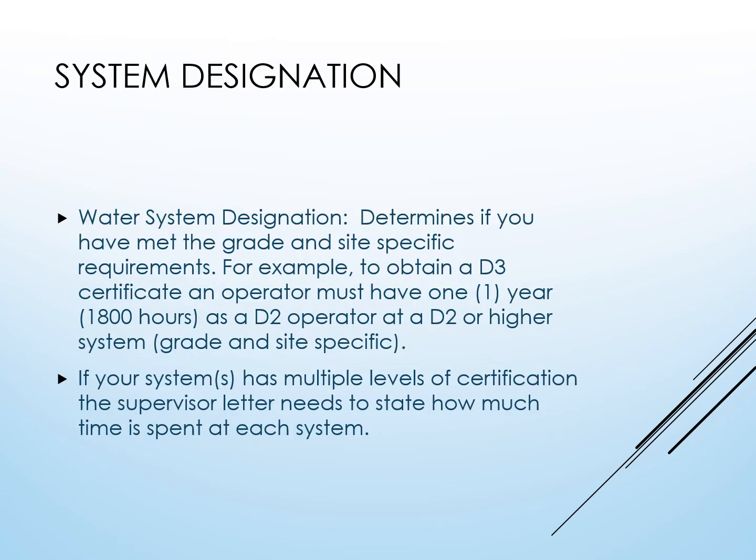All right, designation. This isn't anything you do. This is something that's performed by the state and the administration at your agency or city. So water system designation determines if you have met the grade and site-specific requirements. For example, to obtain a D3 certification, you must have 1 year, 1,800 hours. As a D2 operator, you need to have a D2 or higher system grade at that specific site. So just kind of a recap of what I talked about previously.